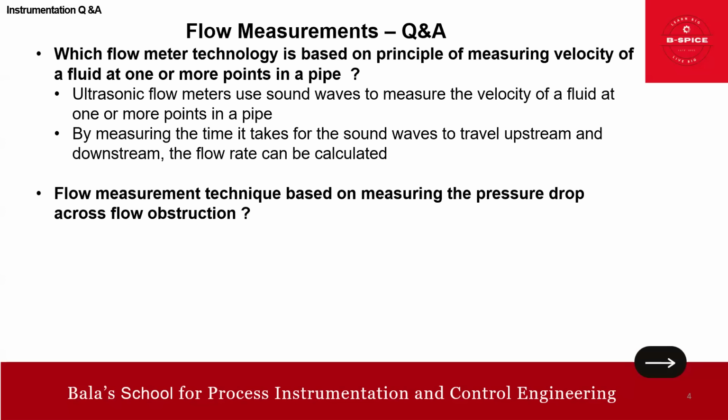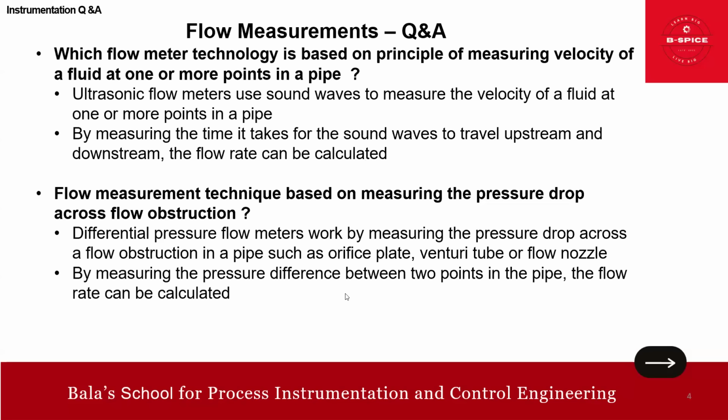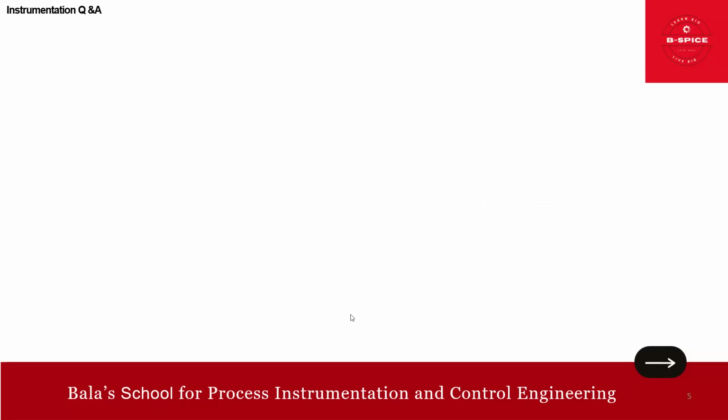One more. Flow measurement technique based on measuring the pressure drop across a flow obstruction. Of course, everybody knows this. This is differential pressure. Differential pressure flow meters work by measuring the pressure drop across the flow obstruction. So it could be an orifice plate, a venturi tube, or a flow nozzle. These are differential pressure flow meters. By measuring the pressure difference between two points in a pipeline, upstream and downstream, the flow rate can be calculated. That's it.